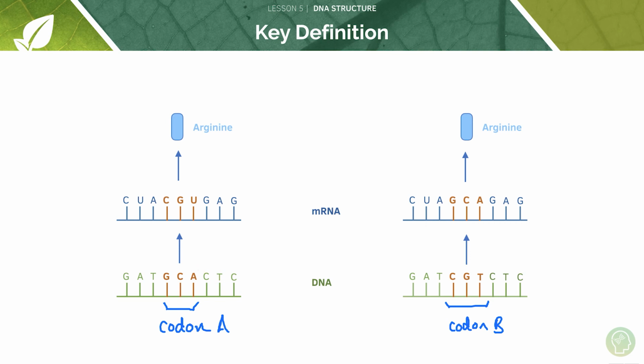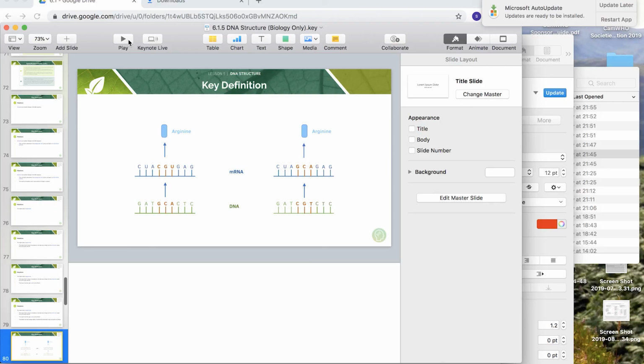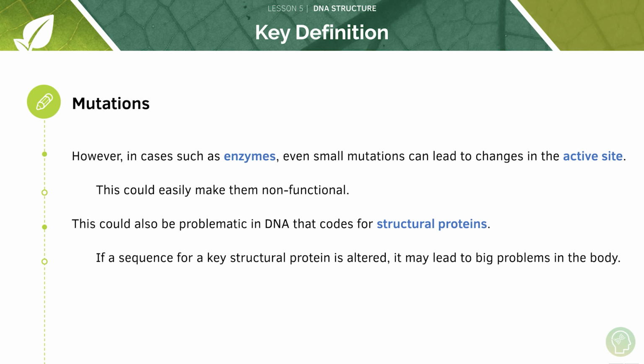Codon A is GCA, codon B is CGT, but they're both coding for arginine. So this is why we say the code is degenerate. However, in cases such as enzymes, even small mutations can lead to changes in the active site, and this can make them non-functional. So this could be problematic in DNA that codes for structural proteins, because if a sequence for a key structural protein is altered, it can lead to big problems in the body. So you can see how changes in the specific sequence of DNA can cause big disadvantages.